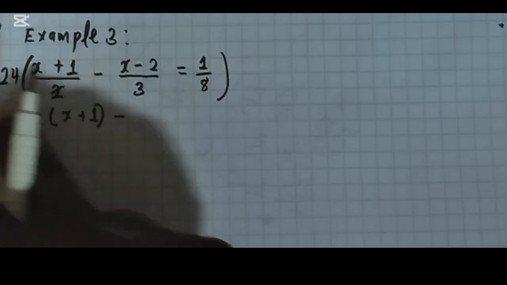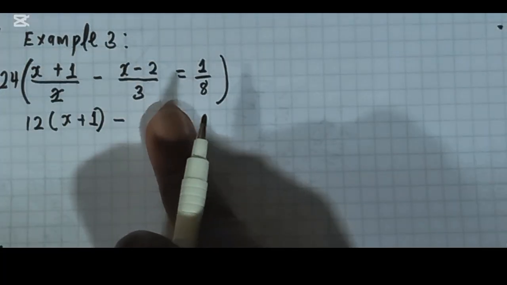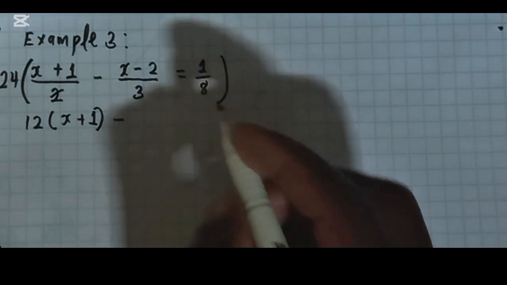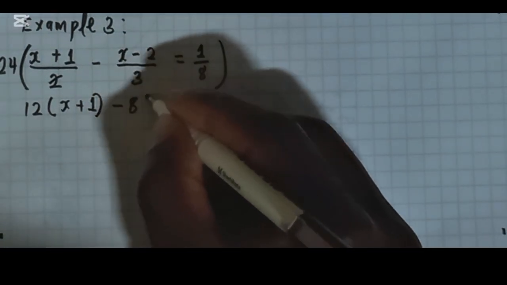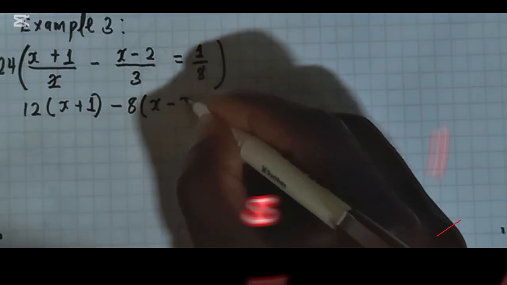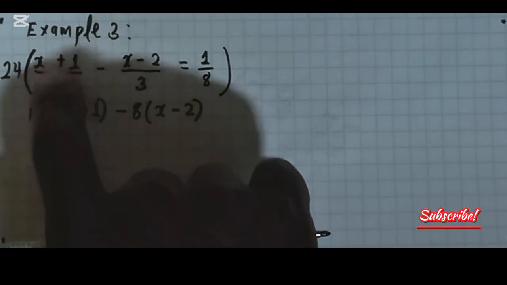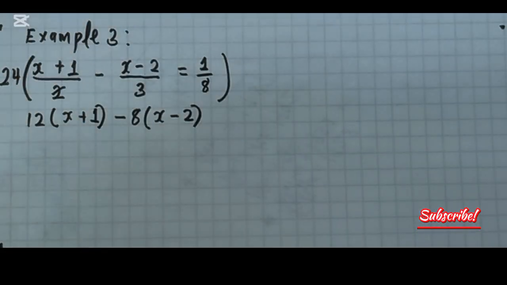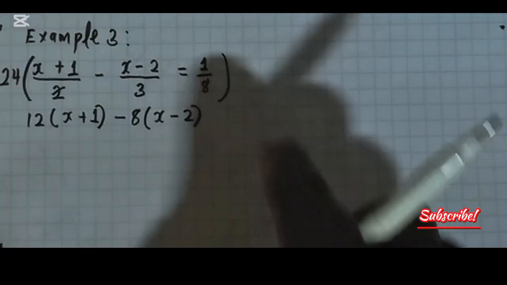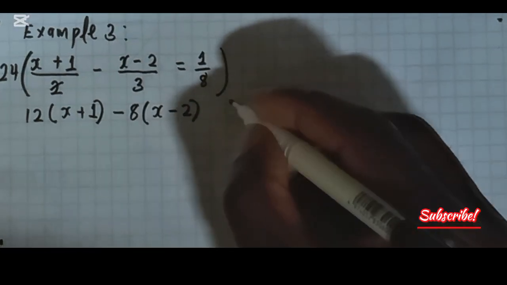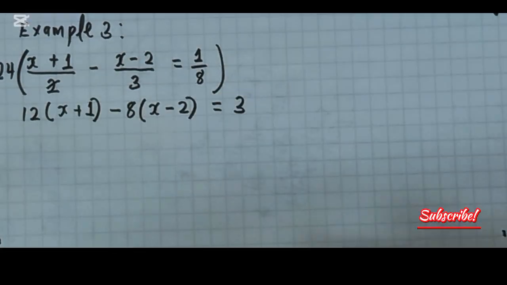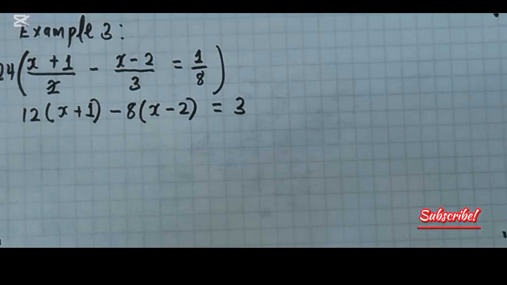Minus, for the second term, we're going to have 24 divided by 3, and that is going to give us 8. So it's going to be negative 8 into x minus 2. Note that whatever is in the bracket is the numerator of each denominator. We've just maintained it. We haven't done anything to it. Then we are going to have 24 divided by 8, and that is going to give us 3, times 1 giving us 3. Now we have it in a format that becomes easy to deal with.